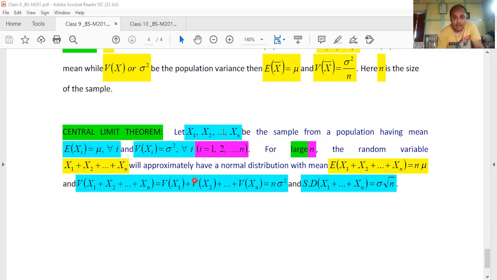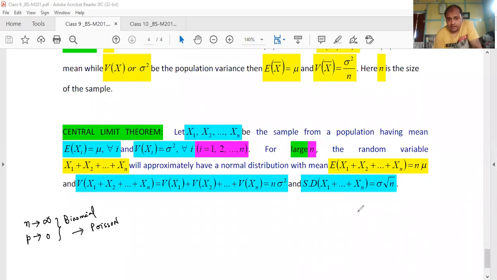And the important part, which I hadn't told you yet from the very first class, and I was waiting for this central limit theorem to be introduced, is that if you can remember, I told you that if n is very large and p is very, very small, then binomial distribution tends to follow Poisson distribution. Binomial tends to follow Poisson.